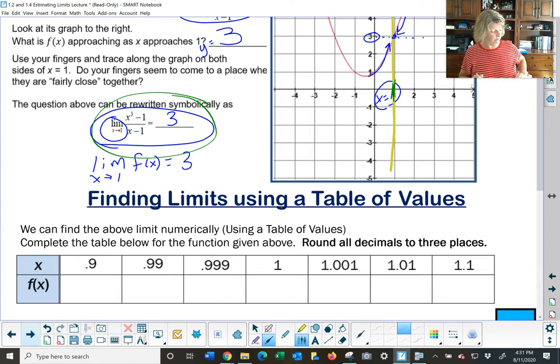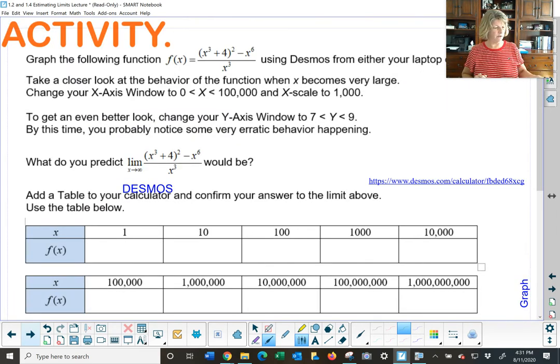All right, switching over to the back side. Another activity, this one is graphing the following function. x to the third plus 4 raised to the second minus x to the sixth over x cubed.